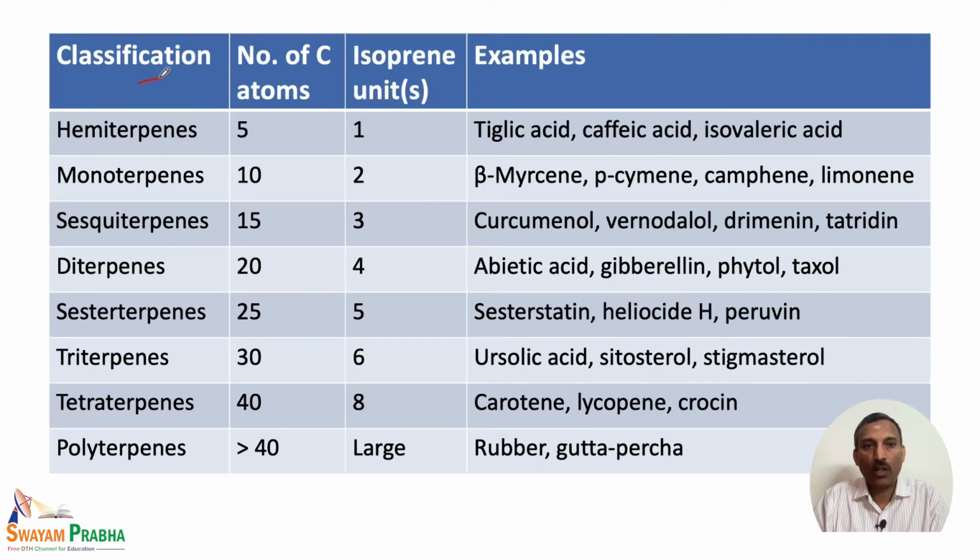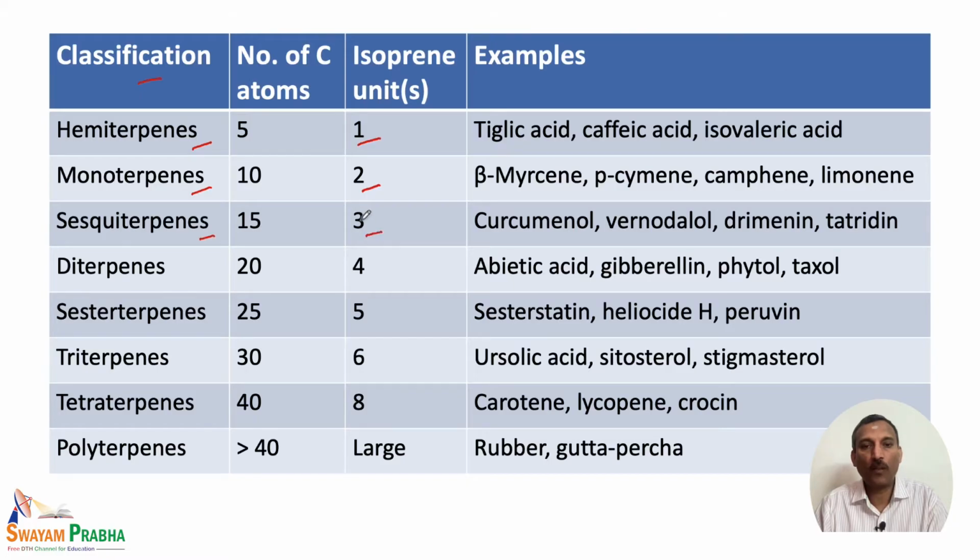Here is the broad classification of terpenes. Depending on the number of carbon atoms or the number of isoprene units, they are classified into various types. The first one is the hemiterpenes, which contain only one isoprene unit. If there are two isoprene units, those compounds are called monoterpenes. Sesquiterpenes have three isoprene units.